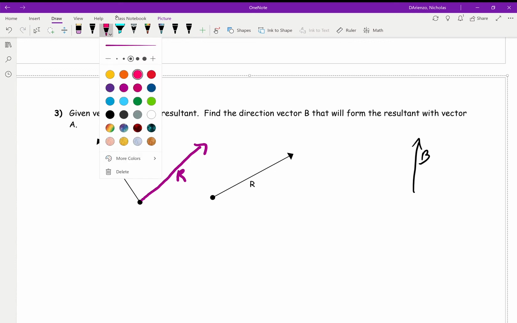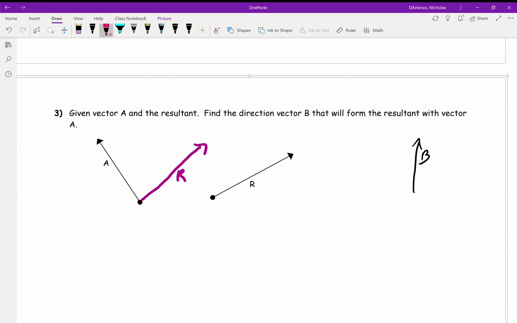So now to find B, B would have to connect to the head of A across. This would be our B. Make sure we're connected head to tail. Make sure you're drawing these with a ruler. Direction here will matter. So make sure that these are drawn to scale.